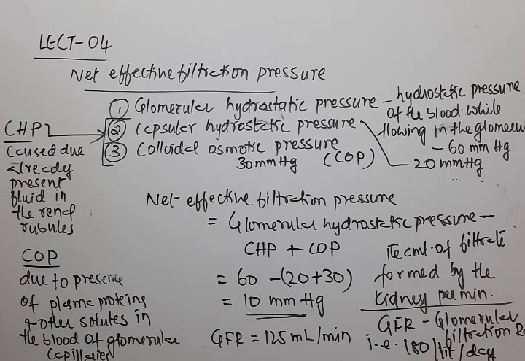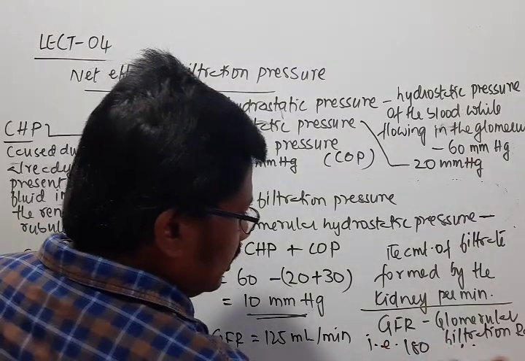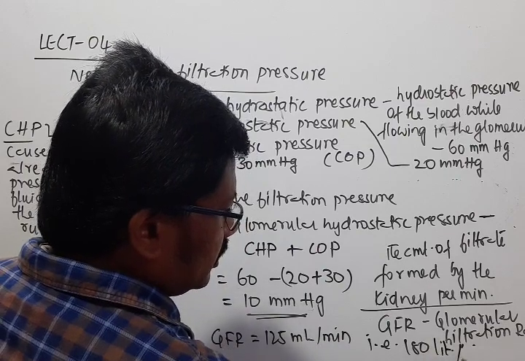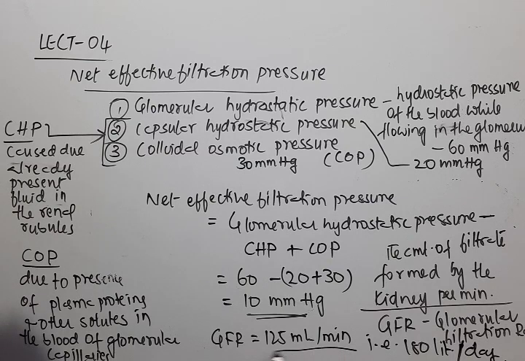Of course, out of all this 180 liters of GFR, all of it will not be eliminated. So we will see how much of it will be reabsorbed back and how much of that 180 liters per day will be excreted out. So it will be 180 liters per day, by taking 125 ml per minute.